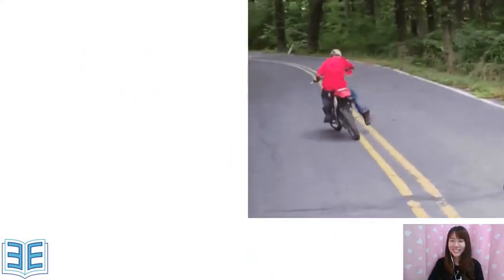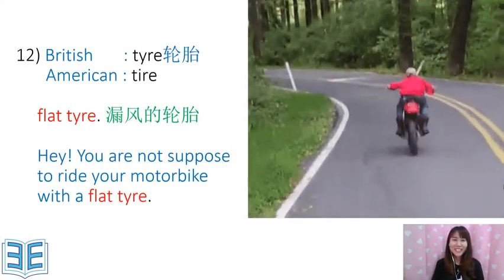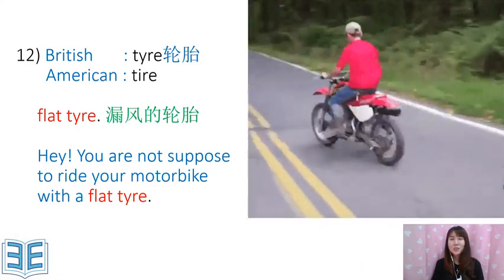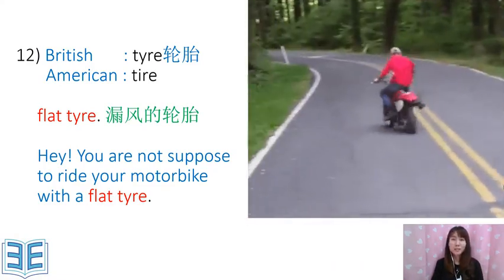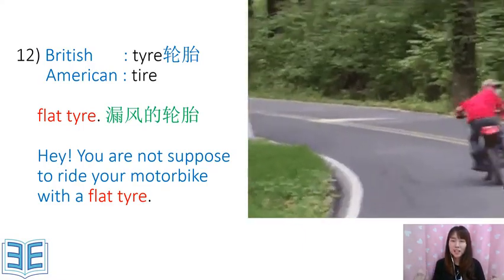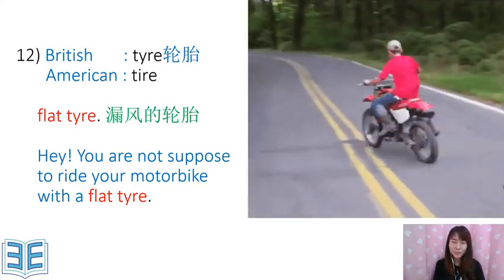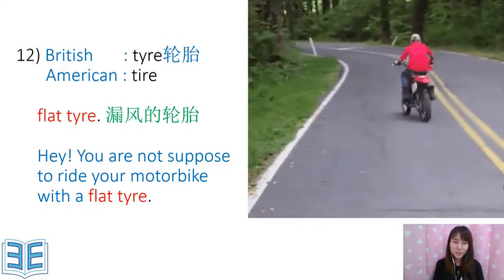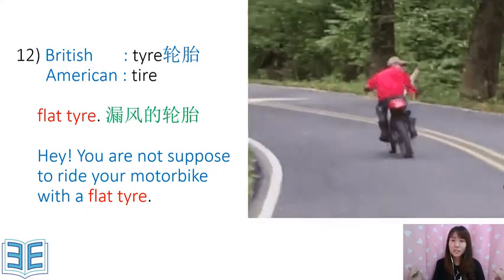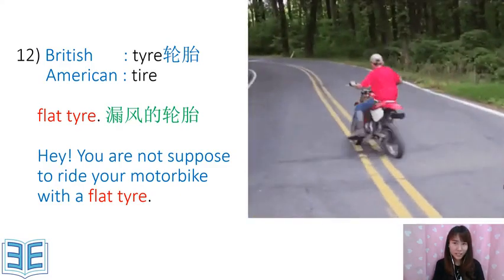What is this guy doing? Okay, over here you learn about the flat tire. Tire, notice that there are different ways to spell this word according to the British and the American. Okay, a flat tire is a punctured tire. Okay, example, hey, you're not supposed to ride your motorbike with a flat tire. You're gonna be involved in a road accident, right?